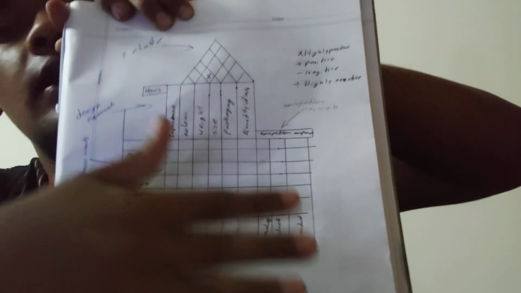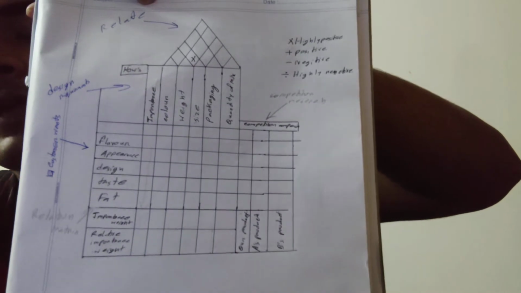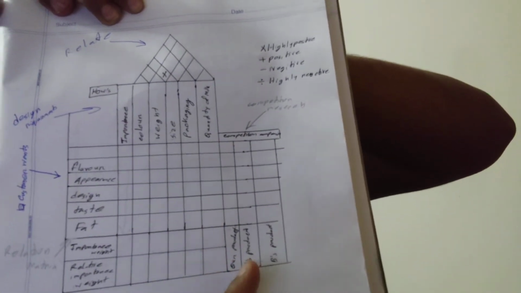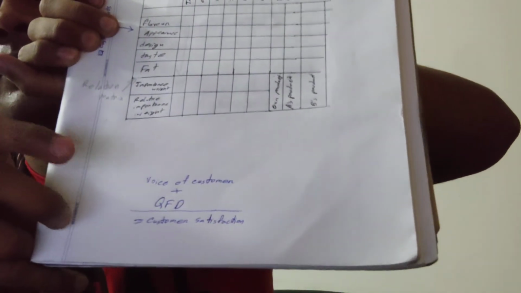And there are several versions of this, and some have more columns, some have less columns. So we have a competitor column over here, so it represents what the competitors are doing. And as for an overview, this part is quite simple, QFD, and that is customer satisfaction. So that's about all, and that's the house of quality.